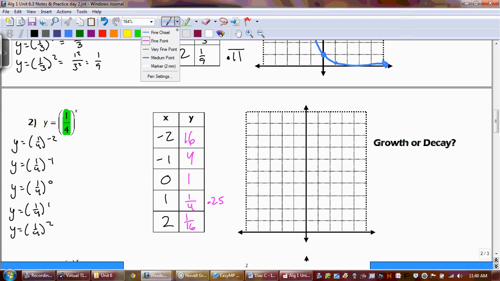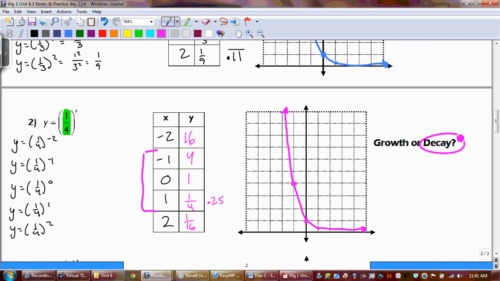Okay, those are the numbers that you should have gotten. And let's go ahead and graph that. So -2 to the 16th, we really can't do that. But the ones we can graph are right here. We have -1 to the 4th, 0, 1, and then 1 to 0.25. We can kind of guess that. And if you can tell, this is a decay. It starts really high, and then it gets closer to 0, okay? Remember to draw your arrows, and this is decay.